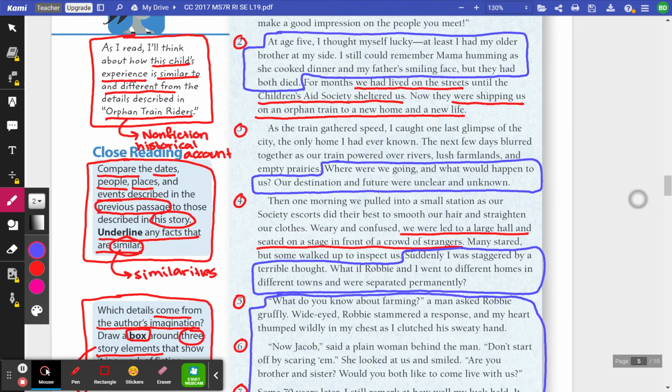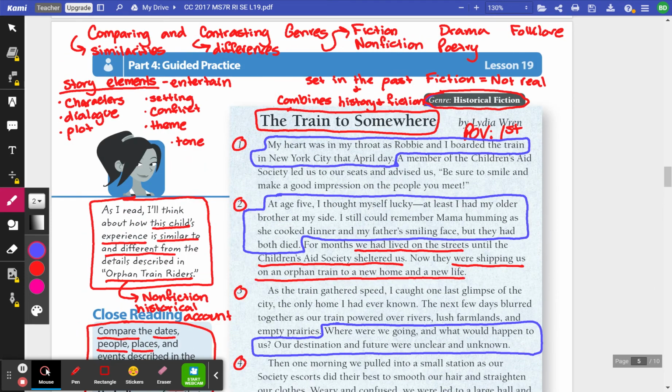But yeah, no, it doesn't. But we know that we have this main character, right? And if you think back to the historical account that we've already read, they never mentioned any specific orphans, right? They were just talking about the orphan train riders in general. They never singled out one orphan to tell their story. So we know that the orphan who's telling the story in The Train to Somewhere is a fictional character.